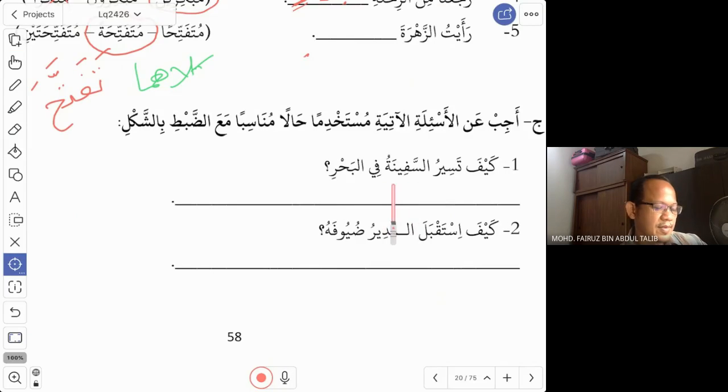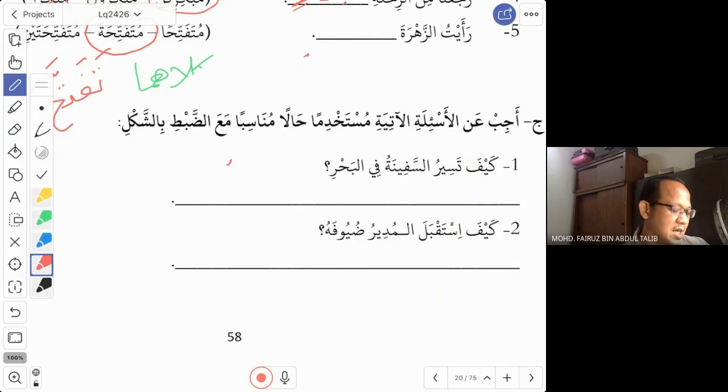Anyone? Safina? Sheep, Ustaz. Yes, a sheep. Not a sheep, kambing, bukan. This is the ship. So the ship, how was the ship tasiru? Sara yasiru. The meaning of tasiru depends on the fa'il. Who is the fa'il? If you refer to the dictionary, the word is actually Sara, Sara yasiru. So it can mean differently depending on the fa'il.